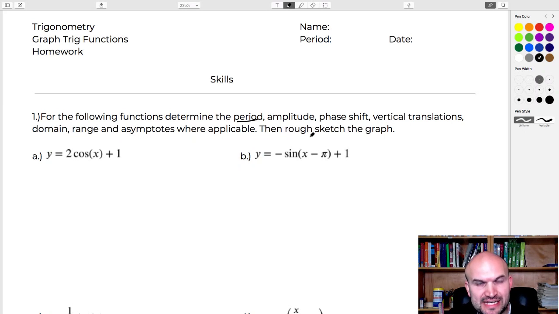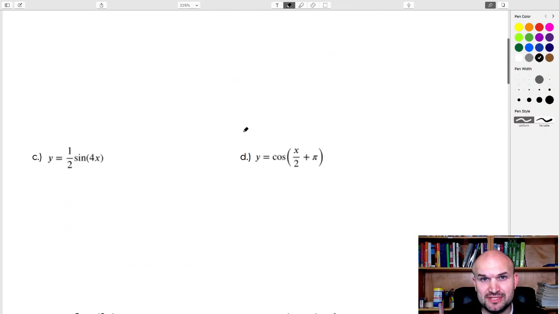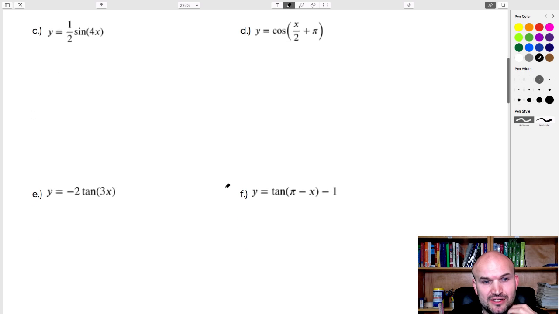And then we're just going to do a rough sketch. I don't really teach detailed sketching of trigonometric functions anymore, so we're just going to get the very basics, kind of get the max and mins as well as the initial period. Oops, sorry about that. So we have plenty of examples. I think I have 6 examples of sine, cosine, and tangent.